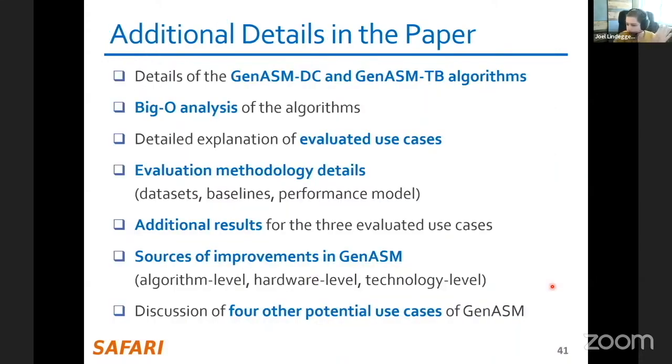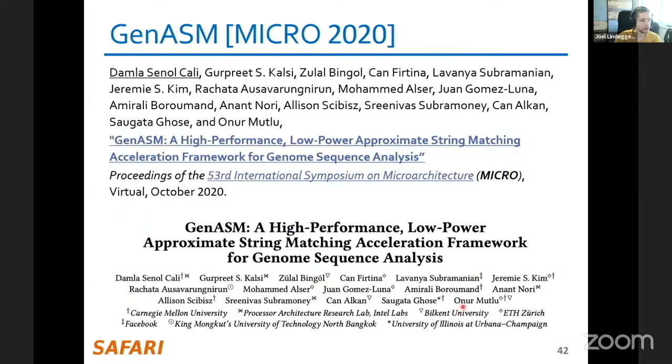The full paper goes into much more detail in several areas, including computer science aspects like big O analysis, but also, of course, much more extensive evaluation and discussion of why exactly GenASM is better. And all of these additional use cases that I didn't go into now. So this is the paper. This was by the way presented in MICRO 53 in 2020, and it's available online. It's also on arXiv, of course.